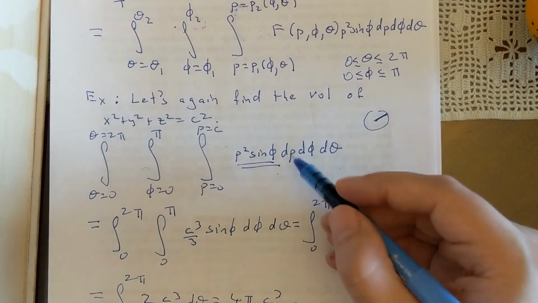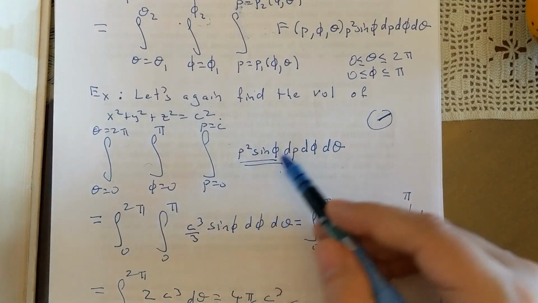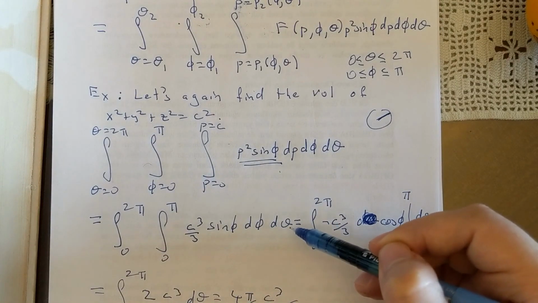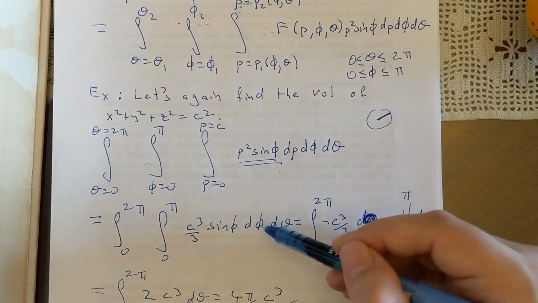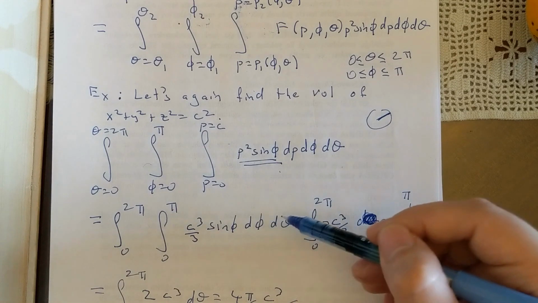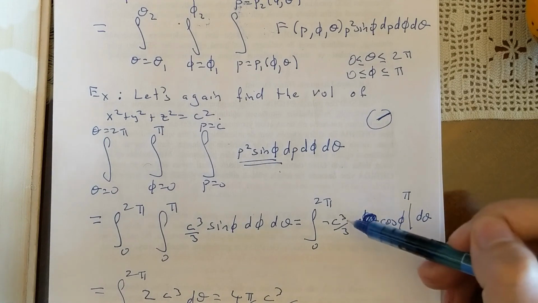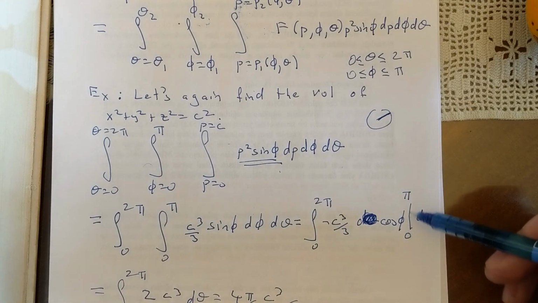While integrating with respect to rho, you're going to get rho cubed over 3. Plug in c, you're going to get c cubed over 3 sine phi d phi d theta. Integrate with respect to phi now, you're going to get c cubed over 3 times minus cosine phi, evaluated from 0 to pi.